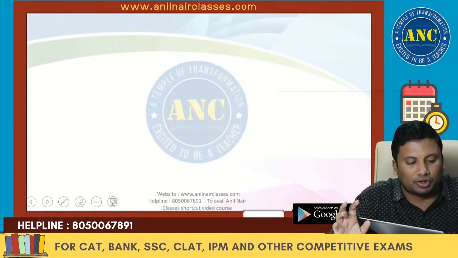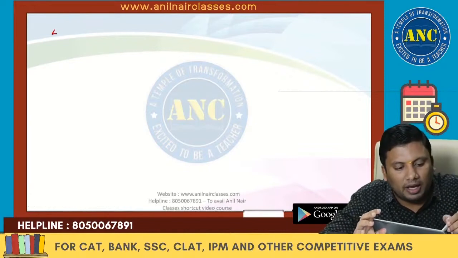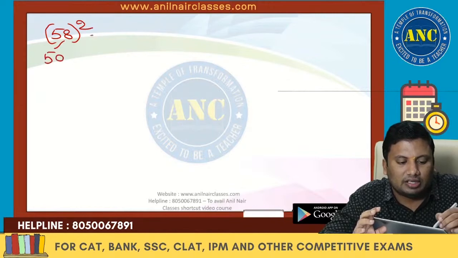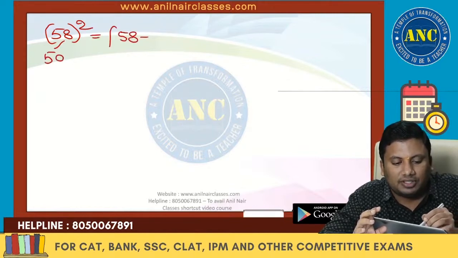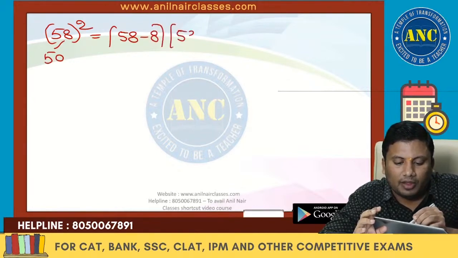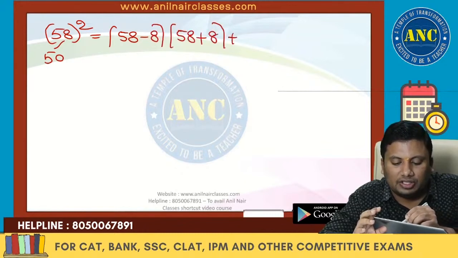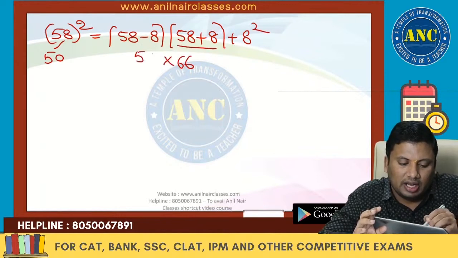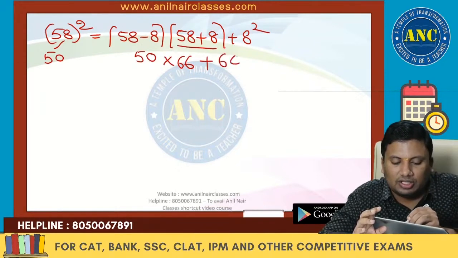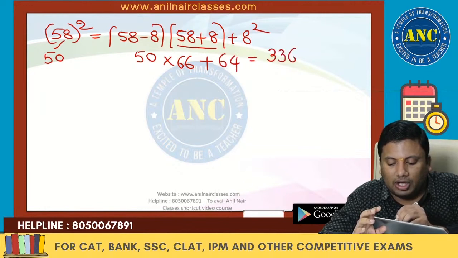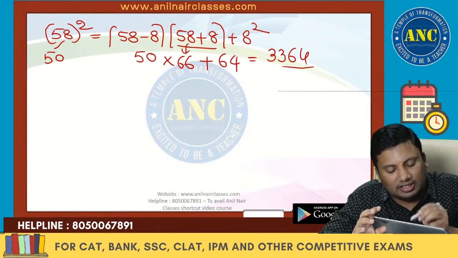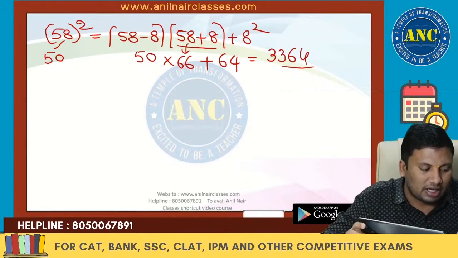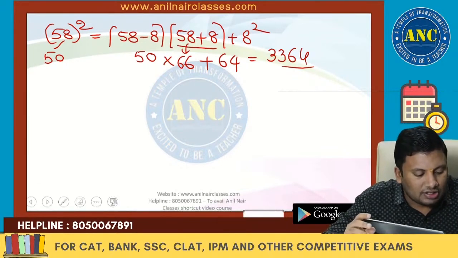Next one, third question. Shreyash, maybe I wrote it as 58 square. It is 50. This is (58 minus 8) into (58 plus 8) plus 8 square, which is 50 into 66 plus 64. This will give you 3364. This is 66. If I write any other value, please correct it. I hope you understood the intent. Right? Next one.